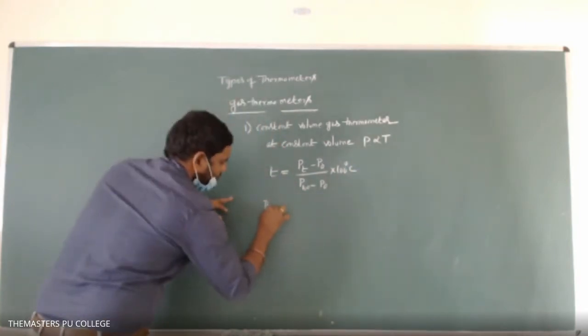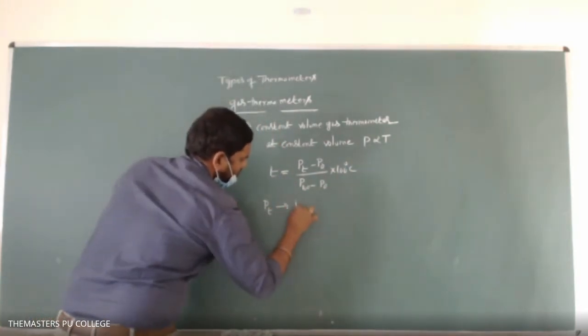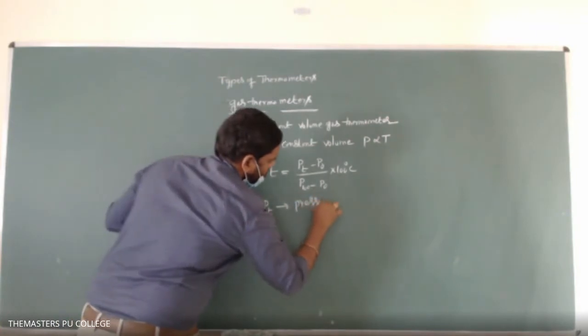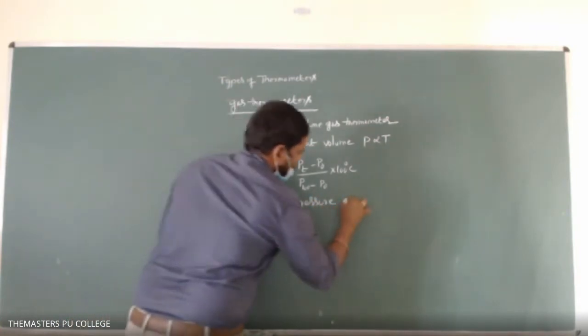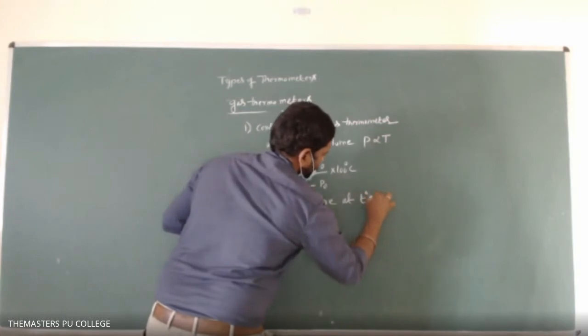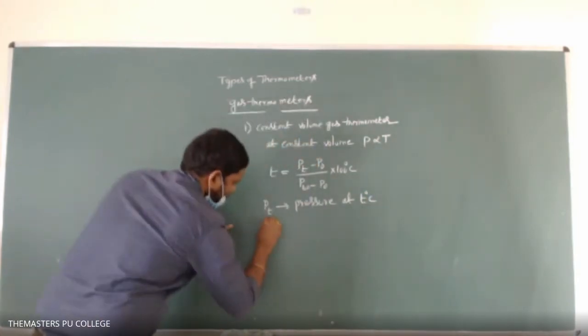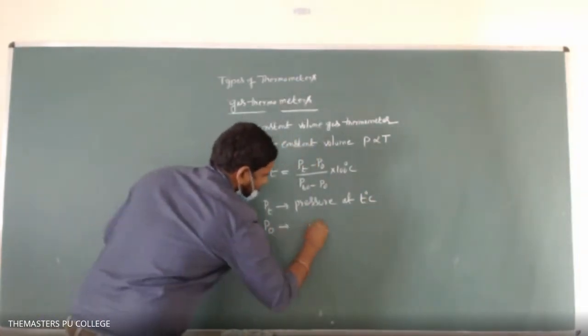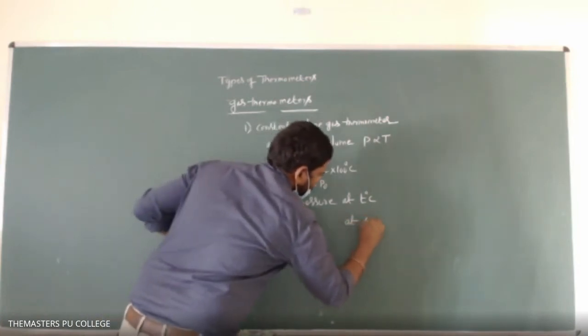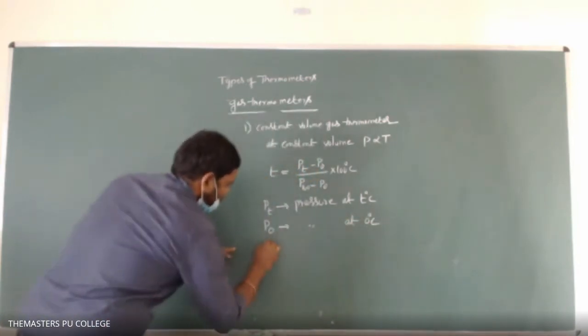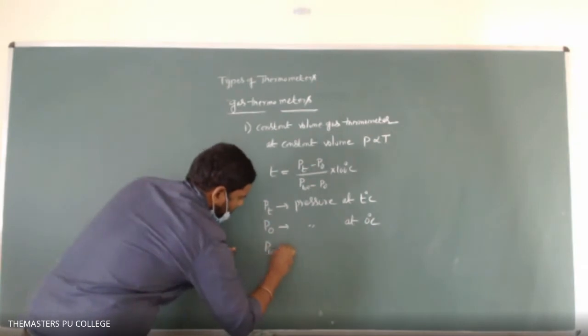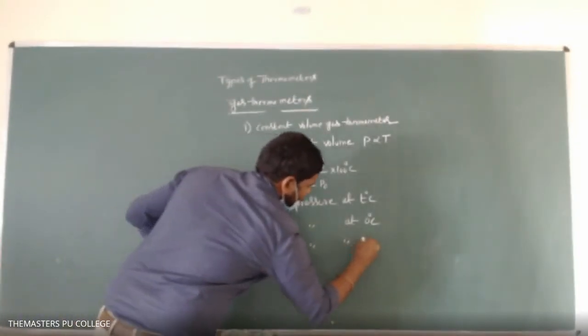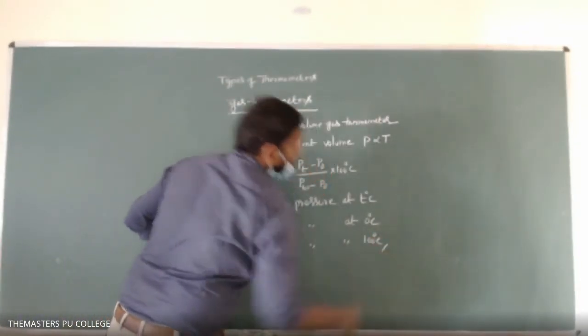Pt stands for the pressure at T degrees centigrade, P naught stands for the pressure at 0 degrees centigrade, and P100 stands for the pressure at 100 degrees centigrade.